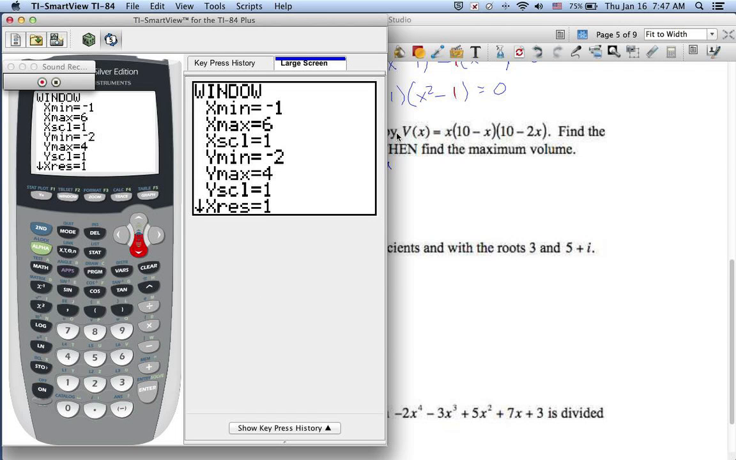So I'm going to plug in 2.5, so I have 2.5 times 10 minus 2.5 is 7.5. Times 10 minus 2.5, so 10 minus 5 is another 5. So my approximate y value is 93.75. That's an approximate. So I'm going to bump it up.